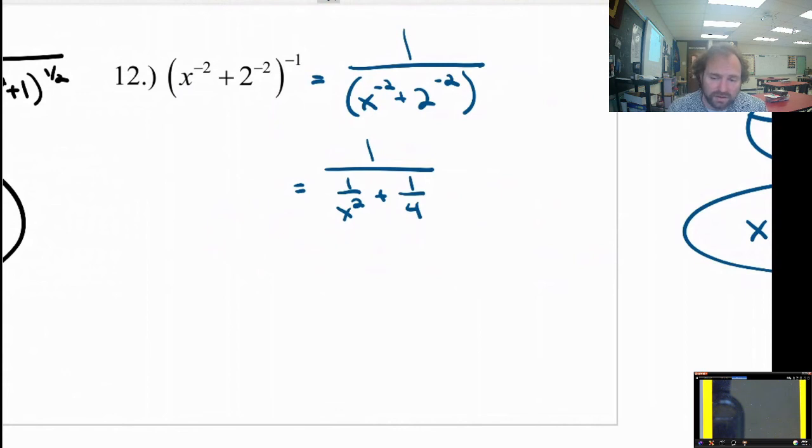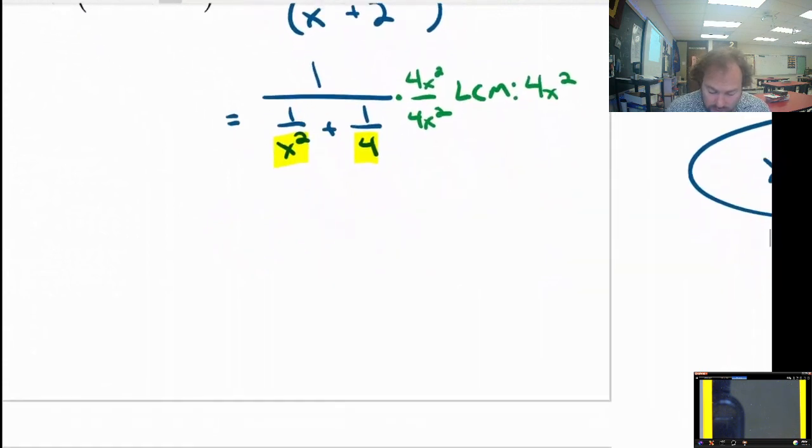The way that we're going to simplify this is we're going to get a common denominator with both of those. We're going to look at the denominators, x squared and 4, and determine the least common multiple of those two things. That's easy to do. It's 4x squared. So we're going to multiply this entire expression by 4x squared over 4x squared. The reason we're going to do that is it will clear out the fractions, because 4 and x squared both divide by 4 and x squared. Let me show you.